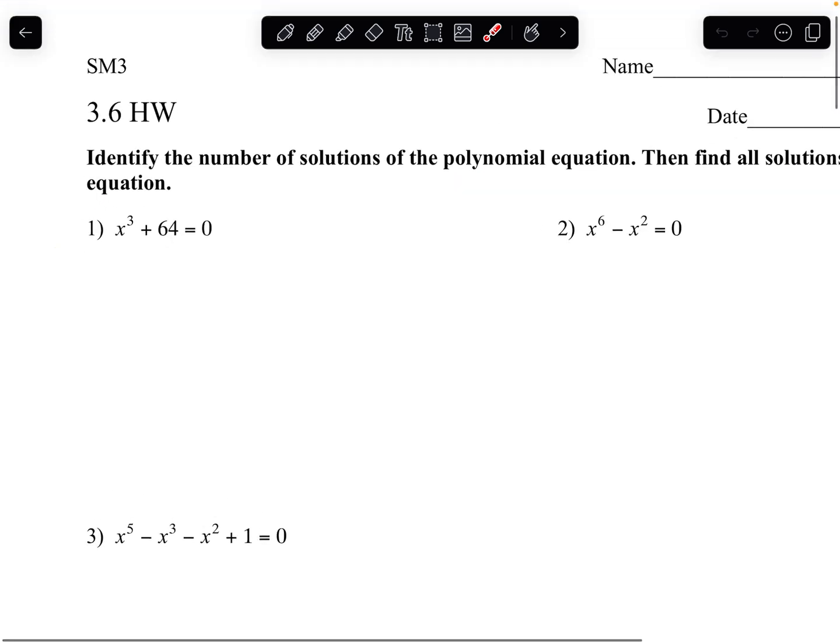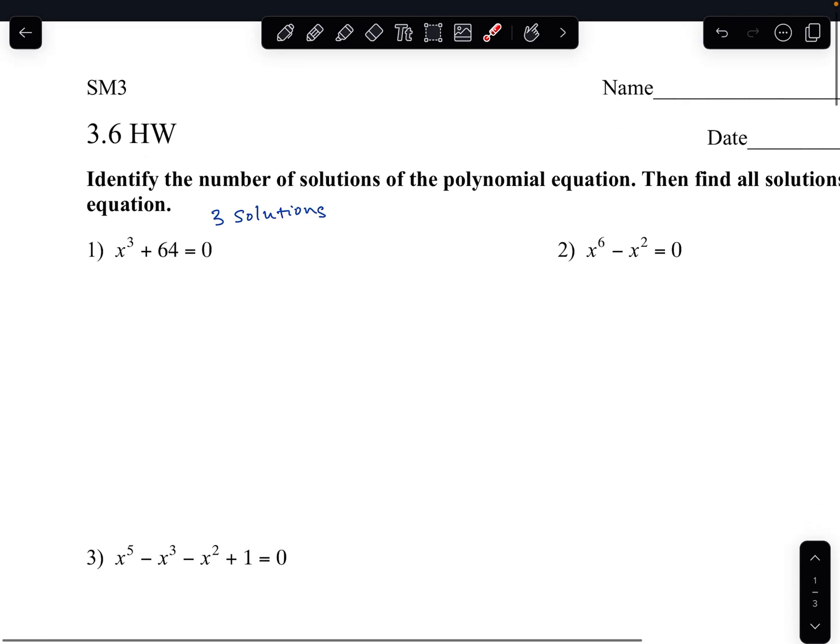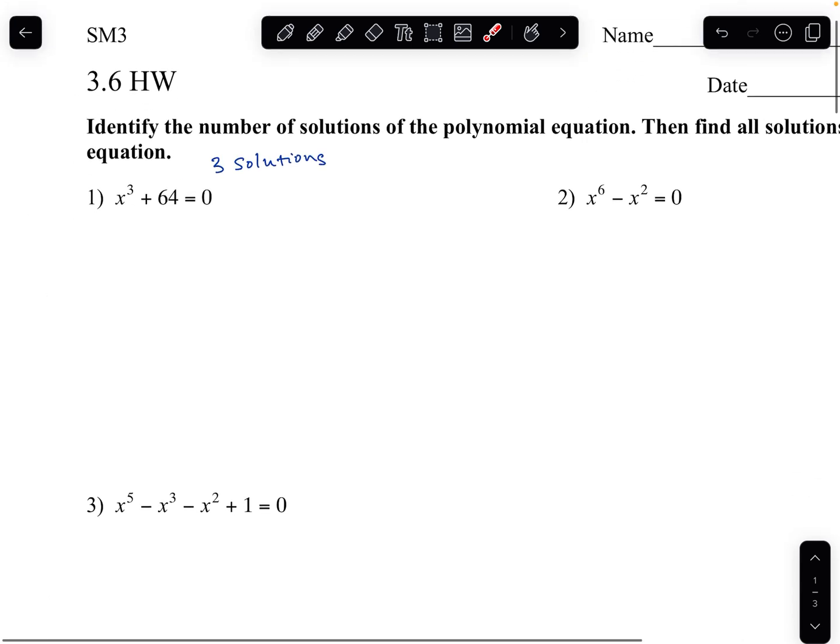equation. So when I look at the first one, I see x to the third plus 64. Because this is a third degree polynomial, it has 3 solutions. Those could be real, imaginary, irrational, rational. So that's kind of what we are going to find. We're just going to find all 3, regardless of what kind of zeros or solutions they are.